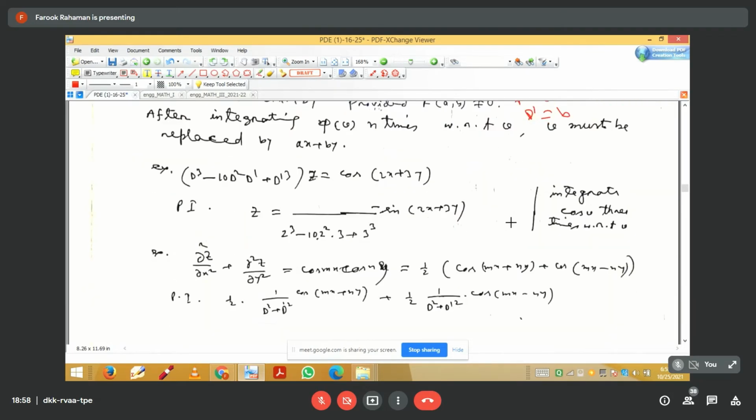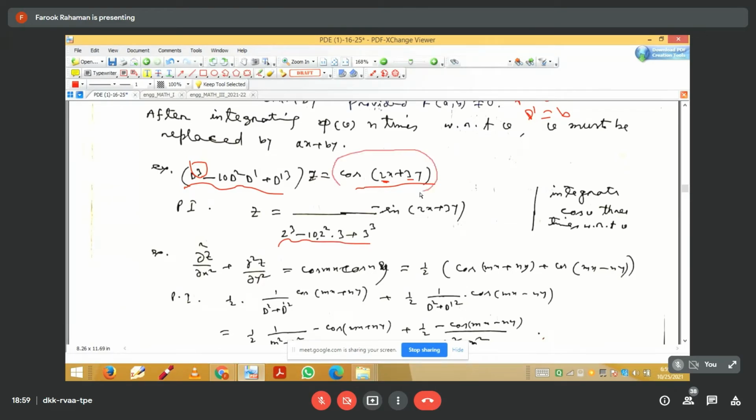As an example, suppose this differential equation is a function of ax plus by type form. Now this is homogeneous of degree 3. Now put D equal to 2 and D' equal to 3, and integrate this function thrice, because it is homogeneous of degree 3. So one will get this one.